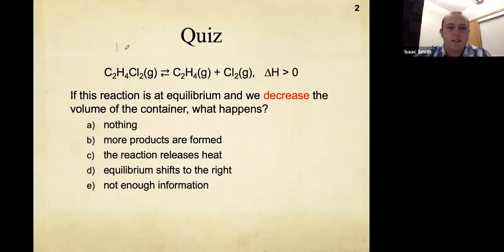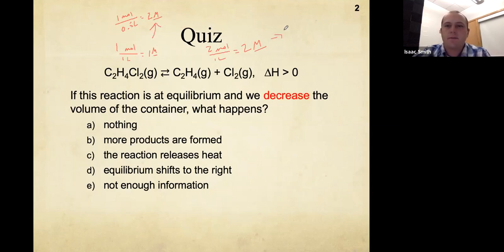So we have gases here, so we have 1 mole of gas on the left side. Let's just say that's in a 1 liter container. That would be a 1 molar solution, basically. On the right side, we have 2 moles of gas in a 1 liter container would be a 2 molar solution. Okay, so if we decrease the volume, so let's say on the left side, we now have this 1 mole in a 0.5 liter container. That would be a 2 molar solution. And so we went from 1 molar to 2 molar.